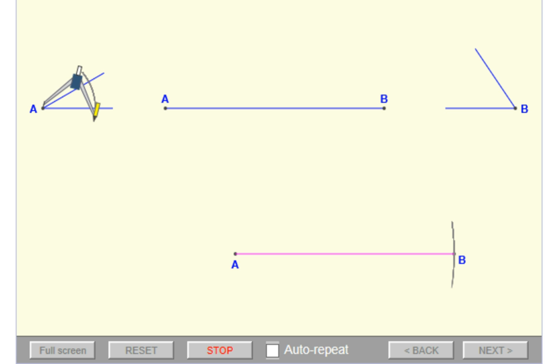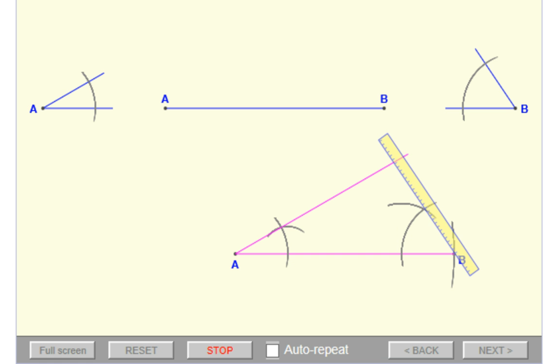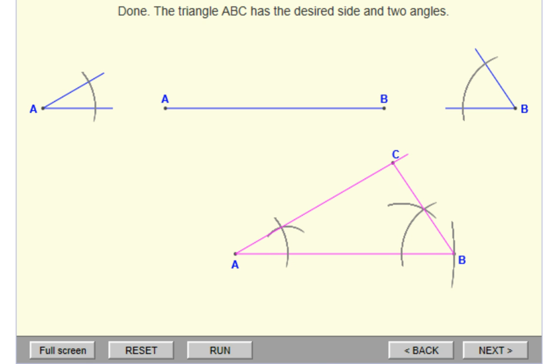Then we need to copy each of the angles to the end points of the line segment. And we do that with the same procedure that we used before to copy an angle. And then we copy the one on the opposite side. And there's our triangle.